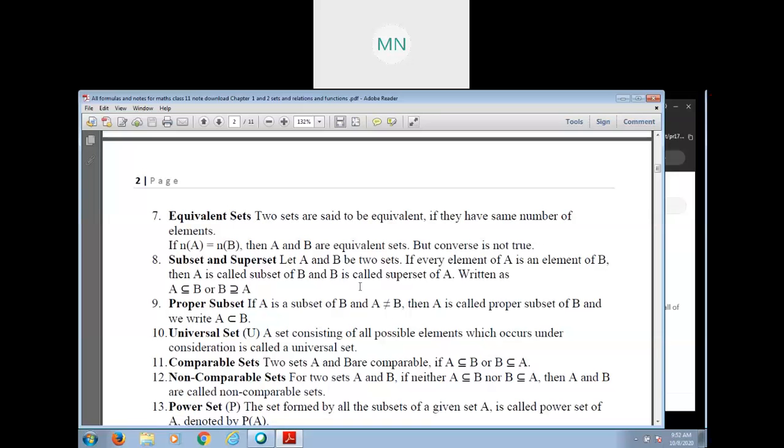And the rest of the subsets are called proper subsets. Proper subset means what? A is a subset of B, but A does not equal B.